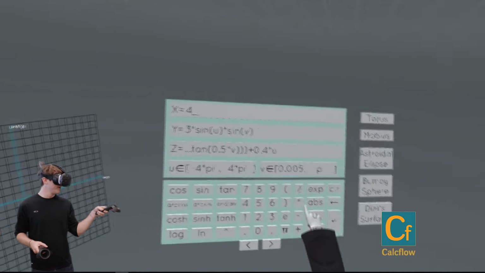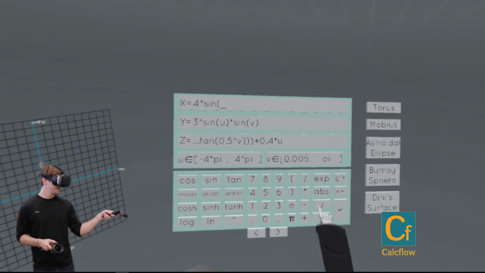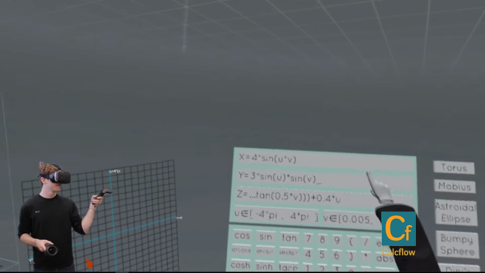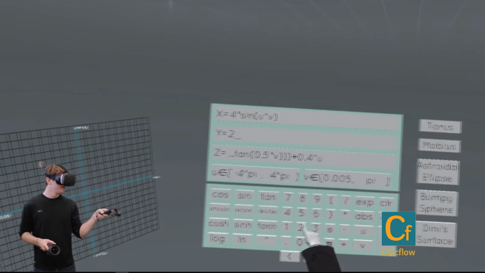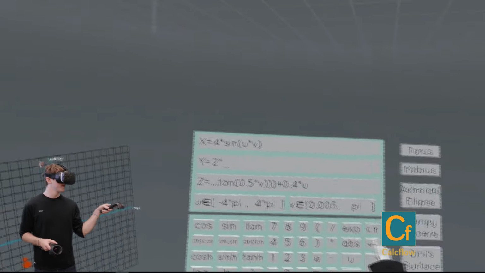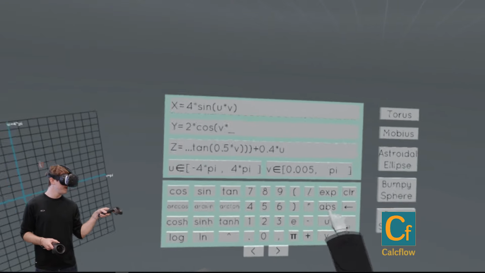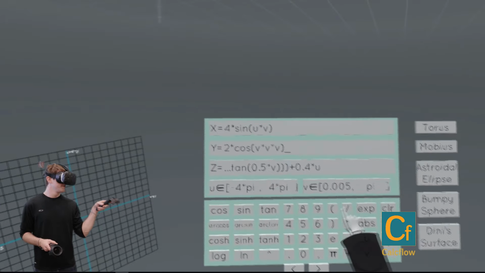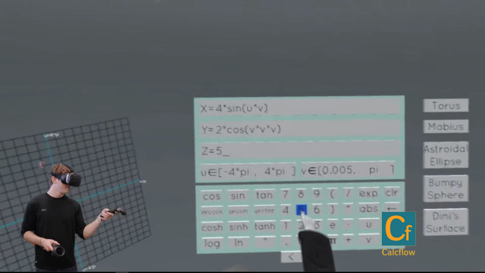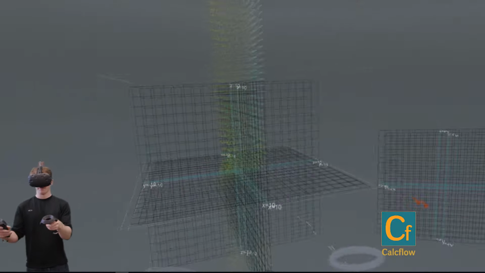Let's just go with 4 star sine of u star v. Oops, u star v. And let's go y equals 2 star, let's go with cosine of v star v star v. It's gonna be interesting. And let's go with z equals 5 star u. Should be interesting. Oh, okay.